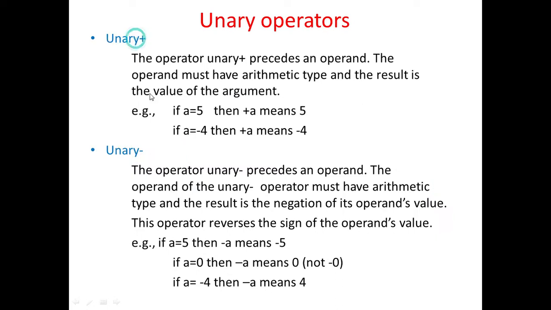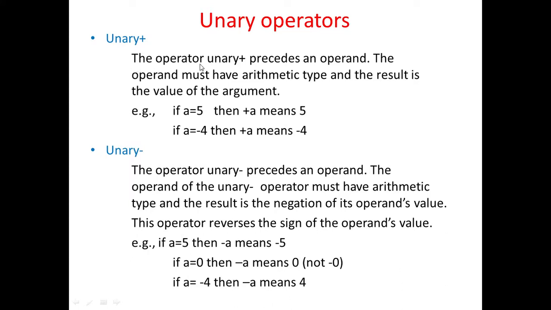Next we are going to discuss these unary operators in detail. We just talked about how unary operators need one operand to work on. There are two types of unary operator: one is unary plus and one is unary minus. Suppose the value of a is 5, then plus a will mean plus 5, or 5. We usually do not put plus before the number.